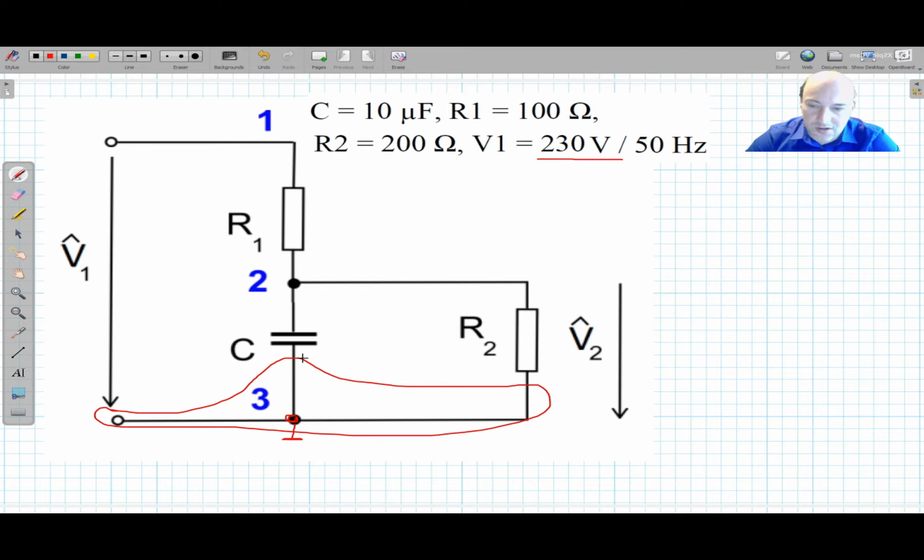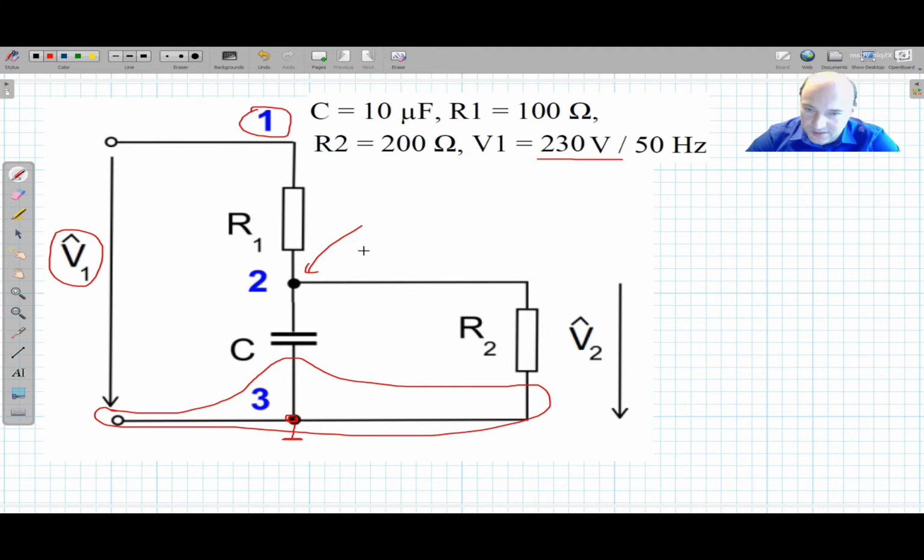If I look at the circuit, I see that I don't need to calculate the voltage for node number 1, because this is already given by my power supply voltage. So the only node that is unknown with respect to the voltage is node number 2. So I will write the equation for node number 2.